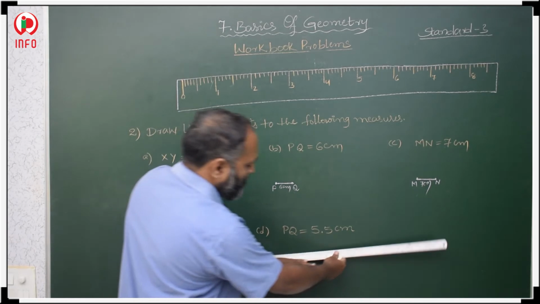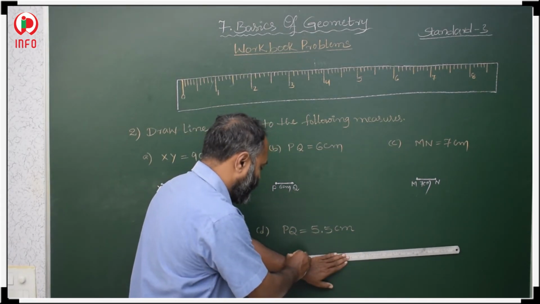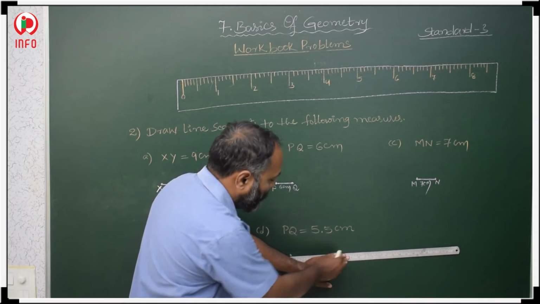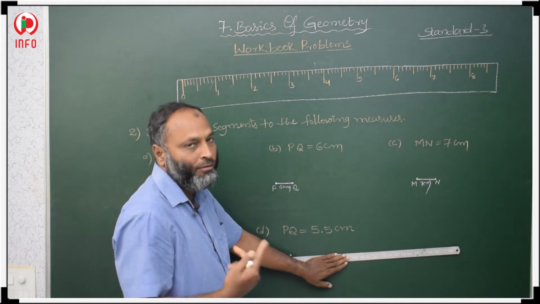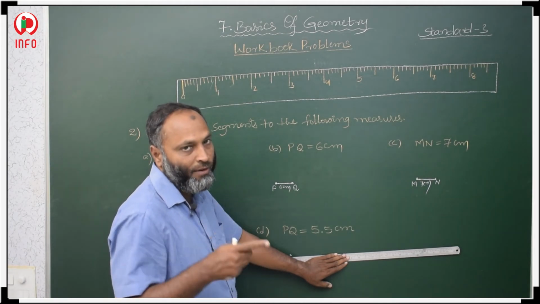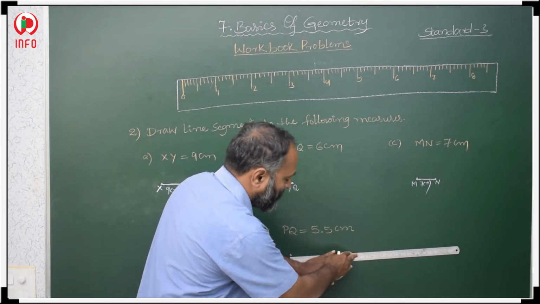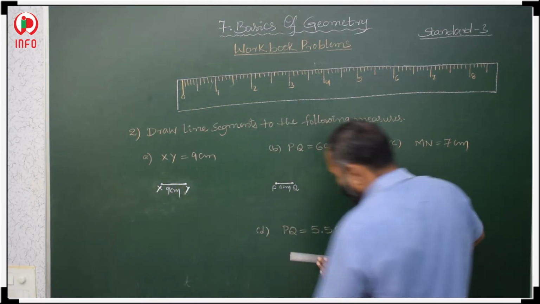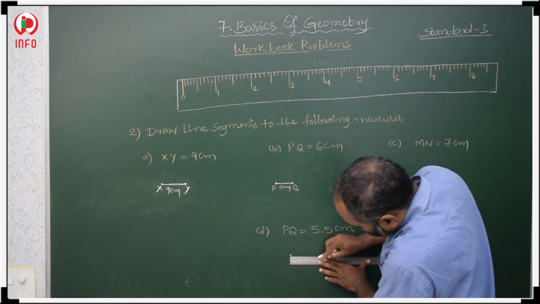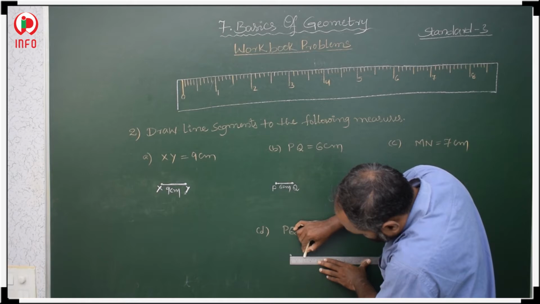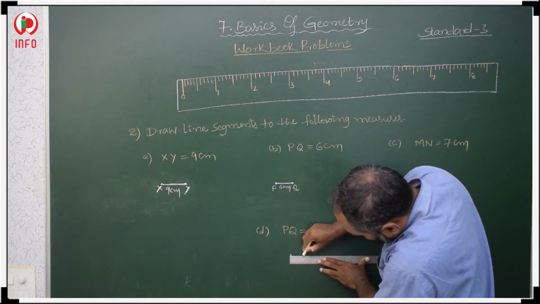So we have to keep a scale horizontally. First, the initial point at 0, and 5.5 is given. After 5, we have to count 5 small lines. That means 5.5 is in between 5 and 6. In between 5 and 6, one long, bigger line is there, so that you have to mark here. You have to mark it 5.5, okay.